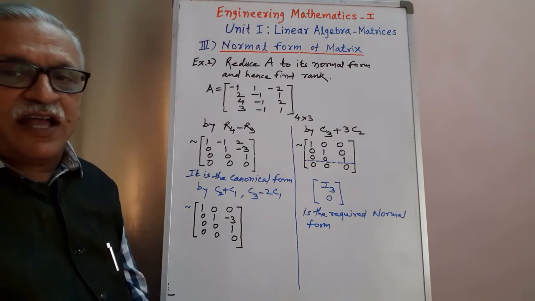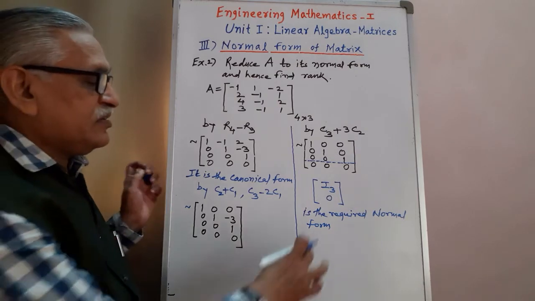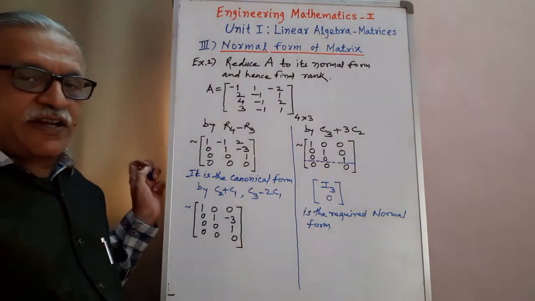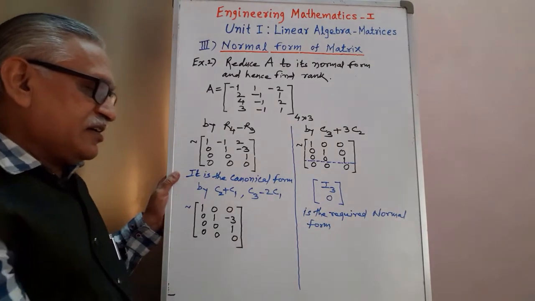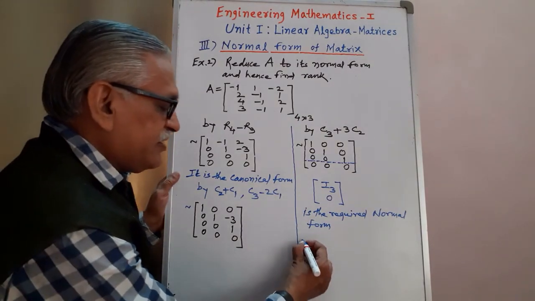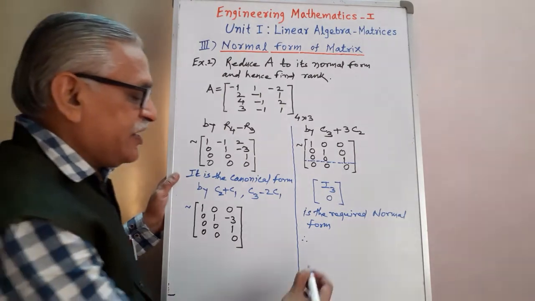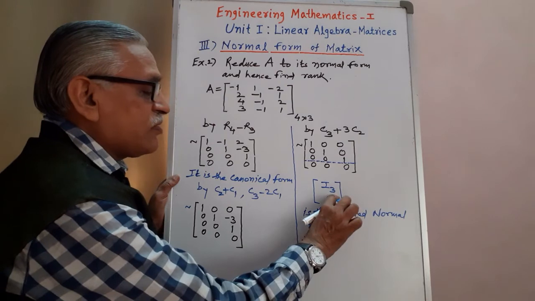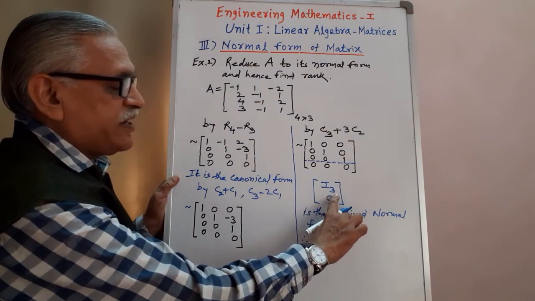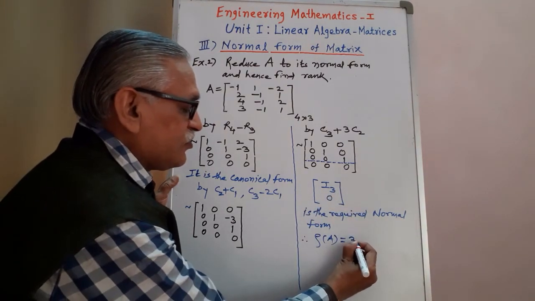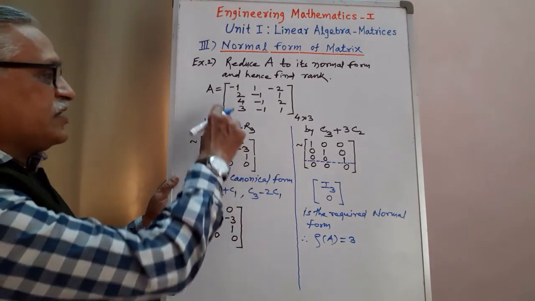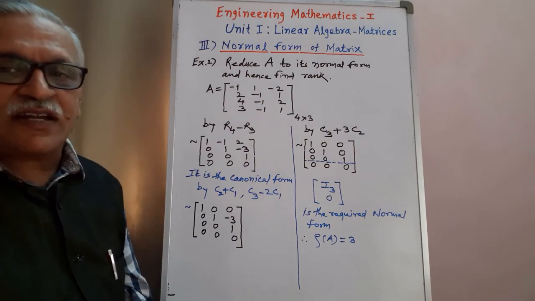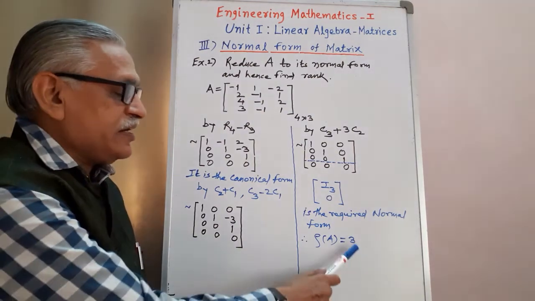Whatever I have discussed in the definition, second form: an identity matrix of order R and below it a 0 matrix. Therefore, this is the required normal form. And the answer for the second part, hence find the rank: the rank of this matrix is the order of that identity matrix. Here the order of that identity matrix is 3, and therefore the rank of the given matrix is 3. What it means? It means we get at least one minor of order 3 as non-zero.